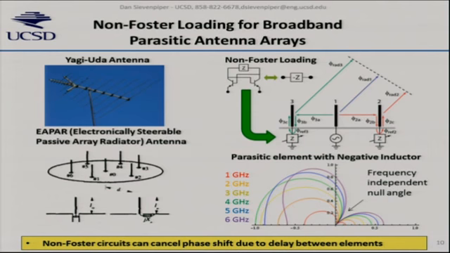Now, people have also made steerable versions of these, the so-called electronically steerable passive array radiator, where one element would be fed and all of the others would have some reactance attached to them. And you tune that reactance and you can steer the beam around. Same basic concept, but electrically steerable.